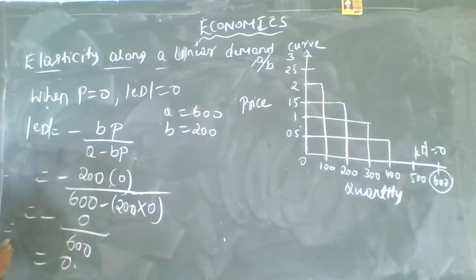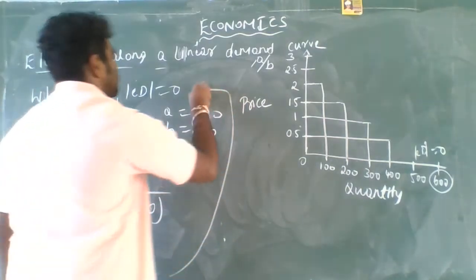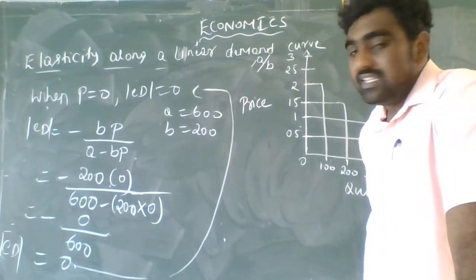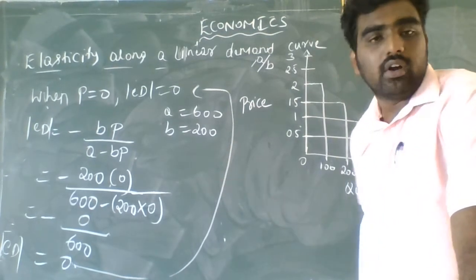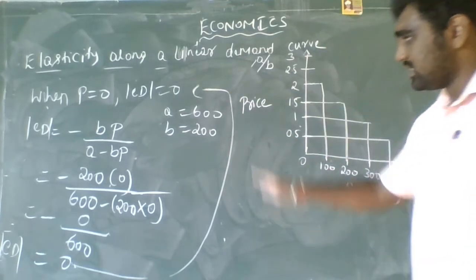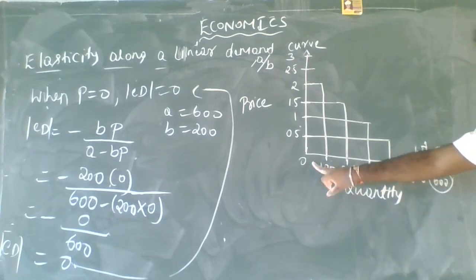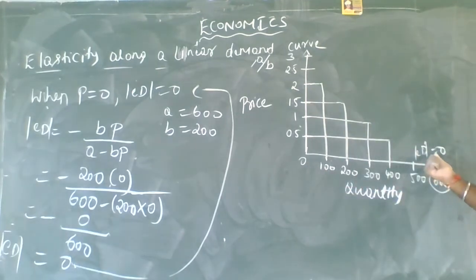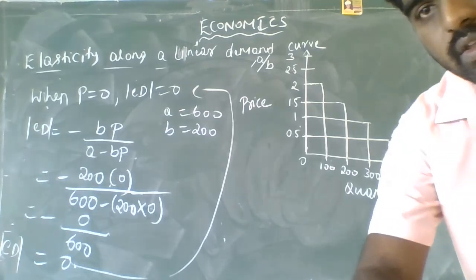So we proved that the modulus of elasticity of demand, which has a minus sign, but as it is a modulus we are not considering the minus sign, is 0. We proved this condition. Are you getting my point? Please try to solve along with me. Have a book and a pen, and please try to solve along with me. So the first condition was satisfied: when the price is 0, the elasticity of demand is 0 at this point.